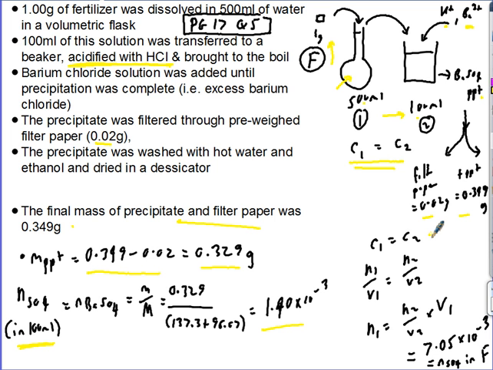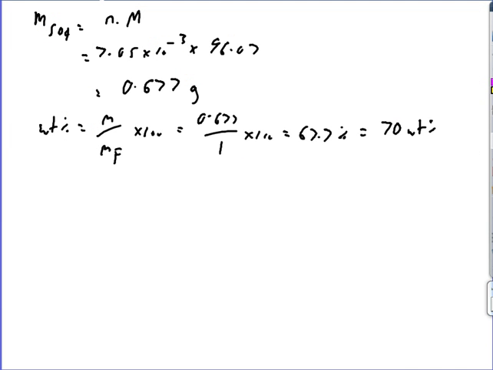So the moles of sulfate in the fertilizer, which is the same as the moles of sulfate in the 500 mL, remember, because the whole fertilizer went into the 500 mL, we can say the moles of sulfate in the fertilizer was 7.05 by 10 to the minus 3 moles. Now we can convert that to a mass of sulfate, by doing moles times molar mass, we can find those 0.677 grams of sulfate in the fertilizer.